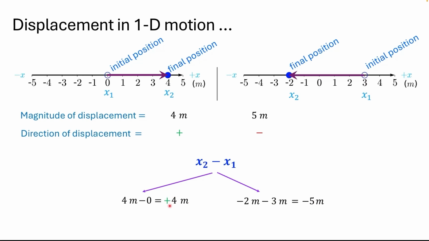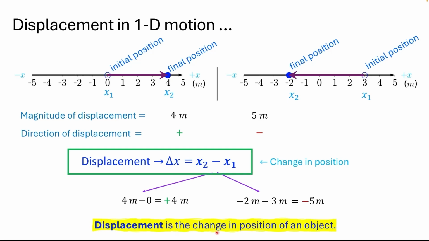This number is positive. The positive sign is the direction. And 4 meter is the magnitude. Here you got a negative number. This negative sign is the direction. And 5 meter is the magnitude. So, x2 minus x1 is nothing but the displacement. Final position minus initial position is the change in position. We write this as delta x. So, displacement of an object is the change in position of the object.